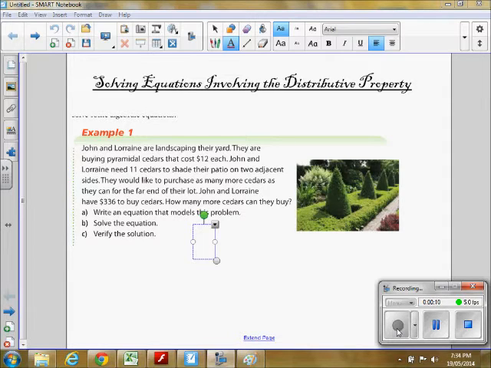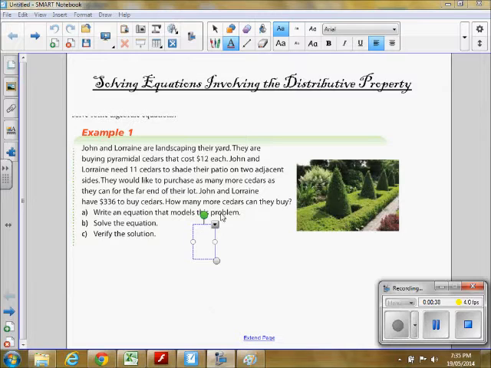For example 1, we have this question. John and Lorraine are landscaping their yard. They are buying pyramid cedars that cost $12 each. John and Lorraine need 11 cedars to shade their patio on 2 adjacent sides. They would like to purchase as many more cedars as they can for the far end of their lot. John and Lorraine have $336 to buy cedars. How many more cedars can they buy? Write an equation that models this problem, solve the equation, and verify the solution.